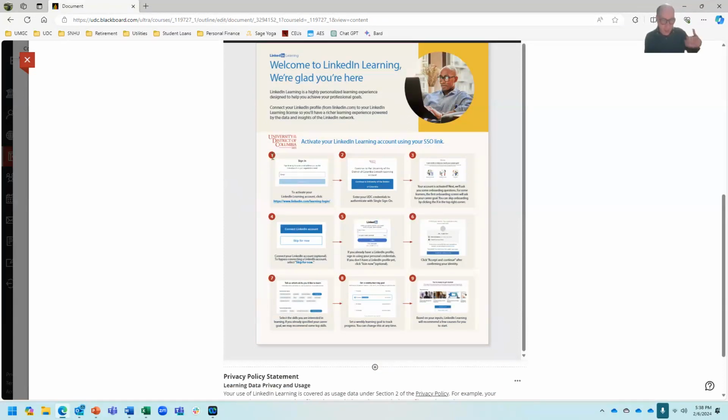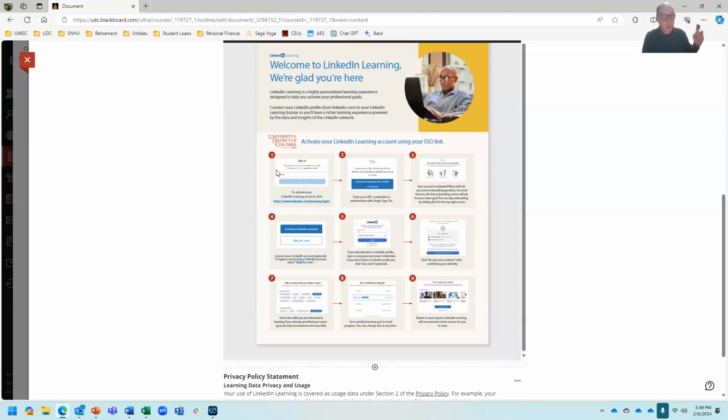Once you take these 9 steps, what that does is it links your UDC account with your LinkedIn Learning account. So you have to follow those 9 steps. That's the only way that your LinkedIn Learning account is going to work.